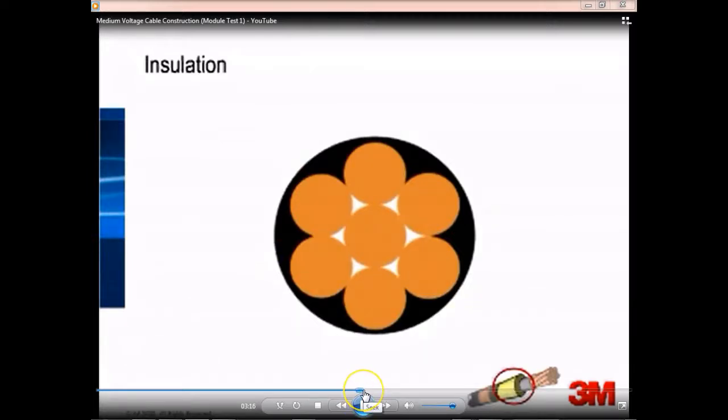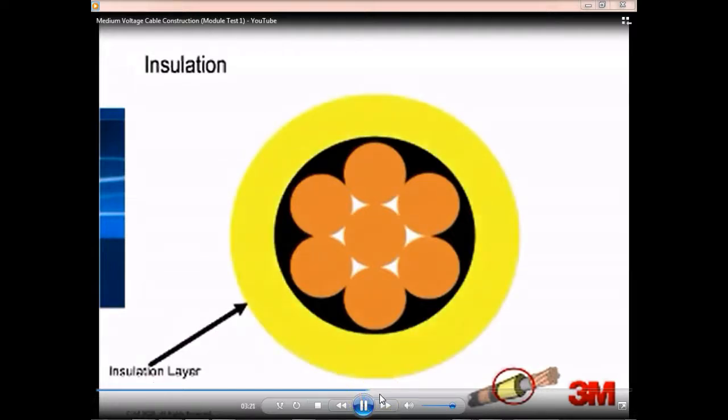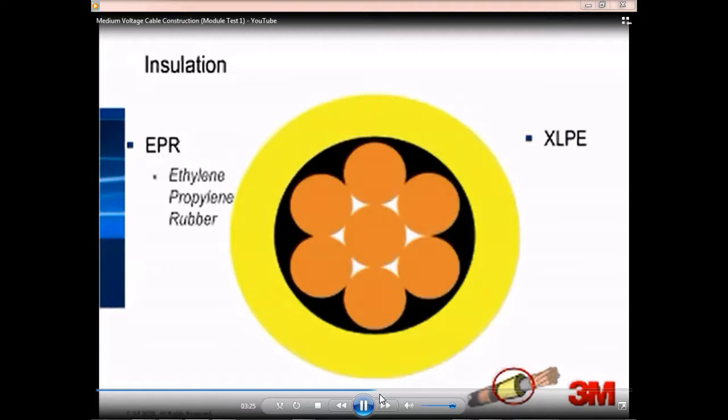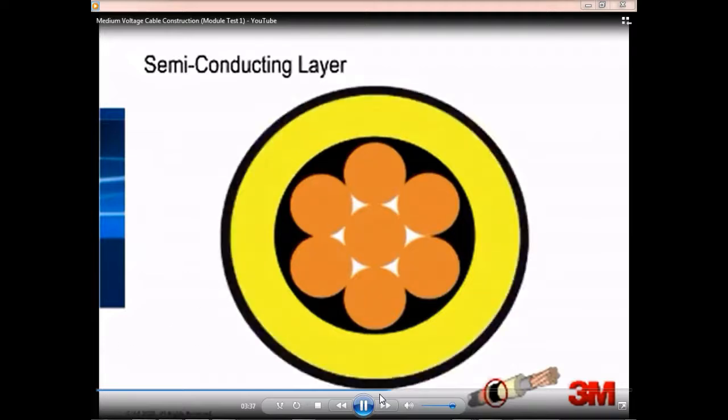The purpose of the insulation layer is to contain the voltage of the cable. This layer can be made of materials such as EPR, or ethylene propylene rubber, or XLPE, or cross-linked polyethylene. Insulation has a standard operating temperature rating as well as an emergency operating temperature rating. The next layer is the semicon layer of the cable. The function of this layer, somewhat similar to that of the strand shield layer, is to shield the cable insulation from the air that is between the cable insulation and the metallic shield.